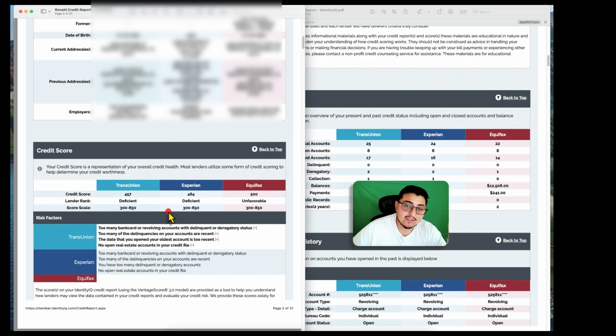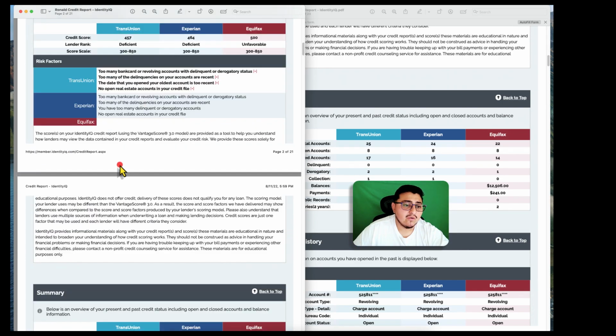So again, take this with a grain of salt. Even if it's showing you a low credit score, even if it's showing you a high credit score, I've seen it hundreds of times where it's showing them a low credit score, but on their FICO score it's actually higher. Or I've seen it where it's showing you a high credit score, but on your actual FICO score it's much lower. So again, please take that with a grain of salt.